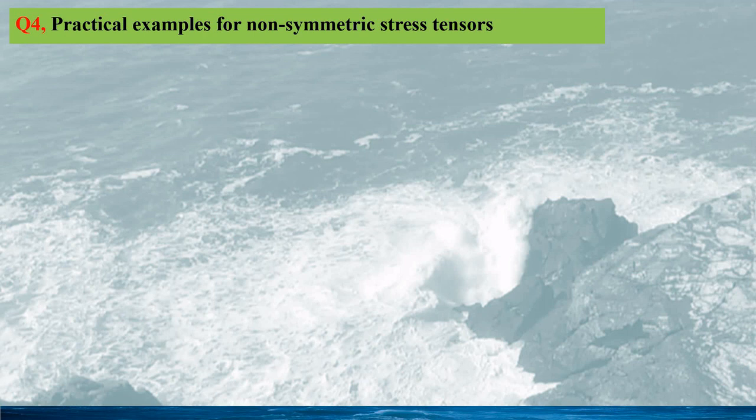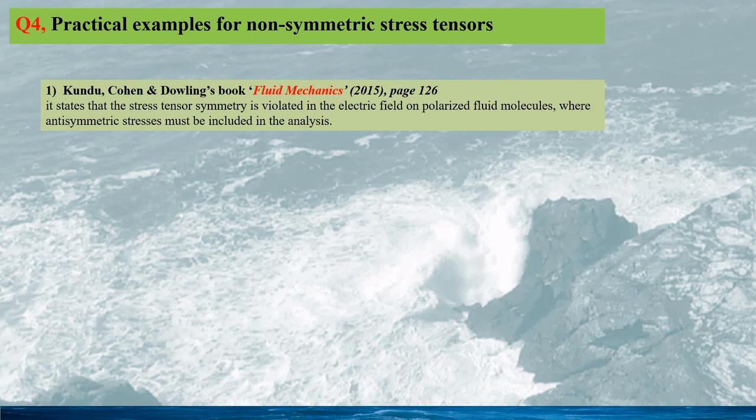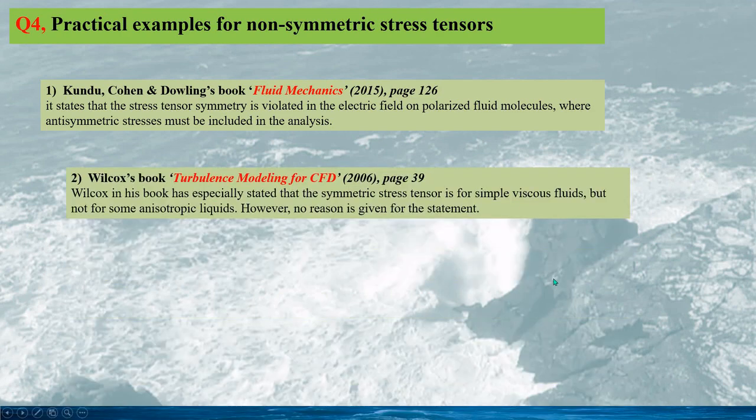The fourth inconsistency, Q4, would be the exceptions for the symmetrical stress tensor for Navier-Stokes equation as we had in real fluids. In the book of Kundu, Cohen, and Dowling, Fluid Mechanics, on page 126, there is a statement as this: the stress tensor symmetry is violated in the electric field on polarized molecules, where anti-symmetric stresses must be included in the analysis. Another example is in Wilcox's book, Turbulence Modeling for CFD, on page 39. It is stated the symmetrical stress tensor is for simple viscous fluids, but not for some anisotropic fluids. However, there is no reason given for this claim.